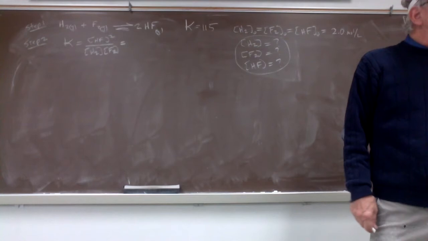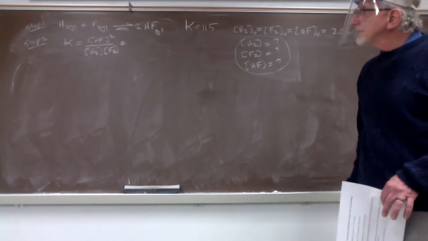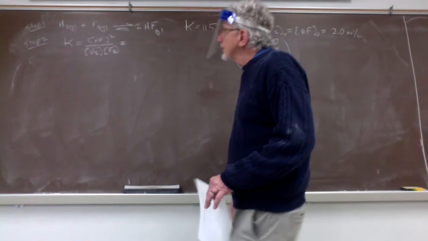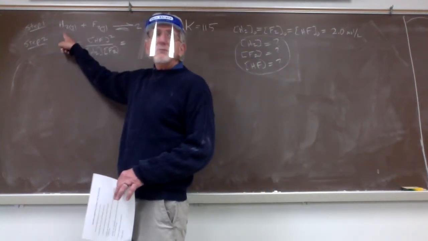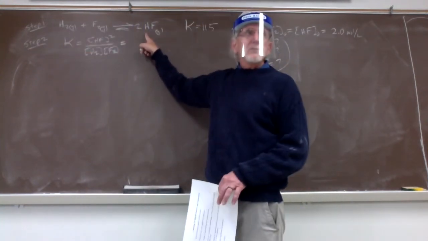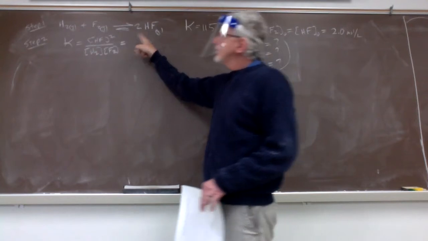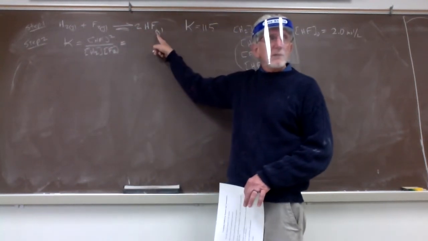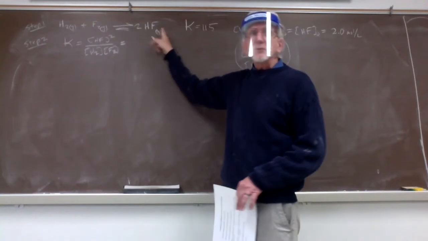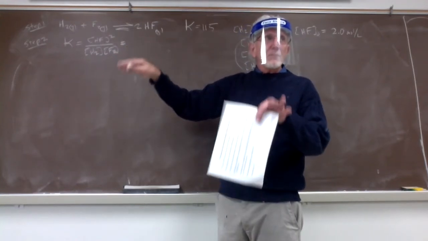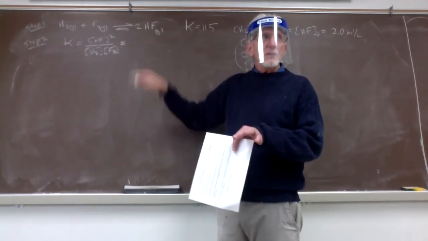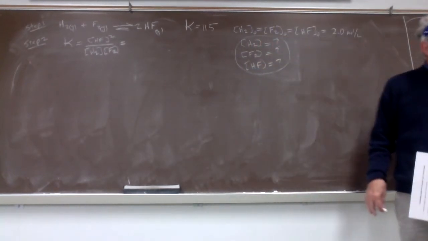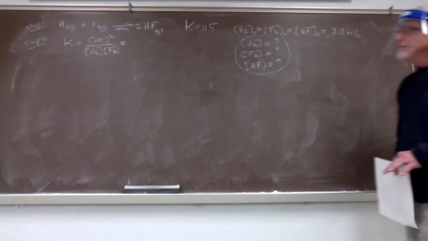Why is there a 2 in front of the HF in H2 plus F2 going to 2 HF? Well, we have 2 hydrogens on the left. We have to have 2 hydrogens on the right. We have 2 fluorines on the left. We have to have 2 fluorines on the right. We put a 2 in front of the HF to ensure that we have the same number of a given atom on both sides of the reaction arrow. Does that make sense? Yeah.